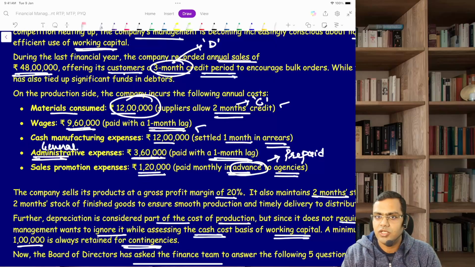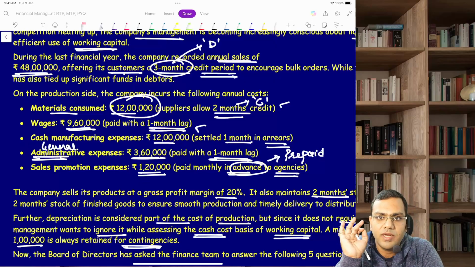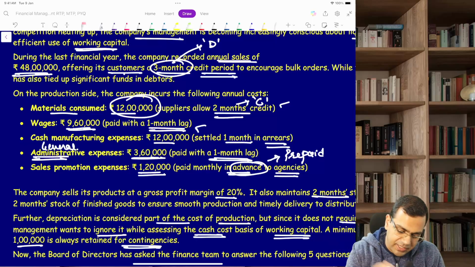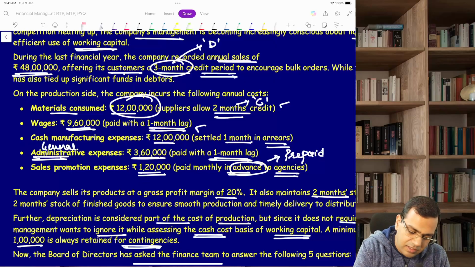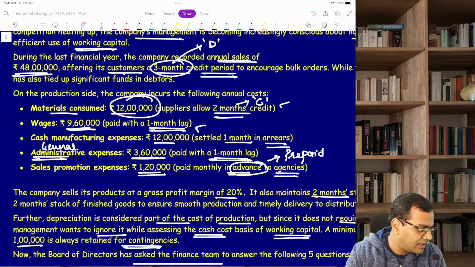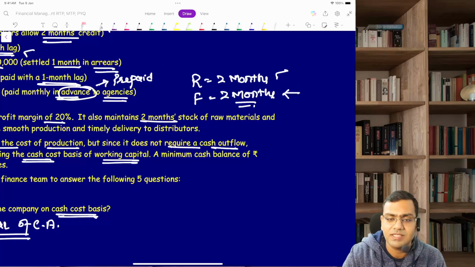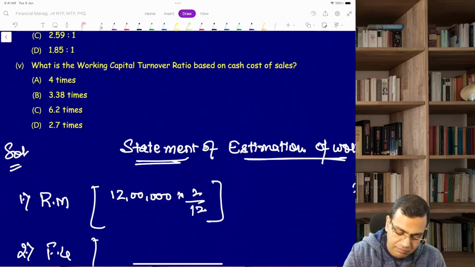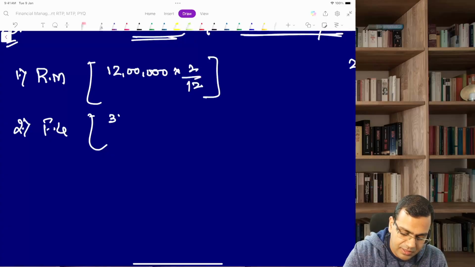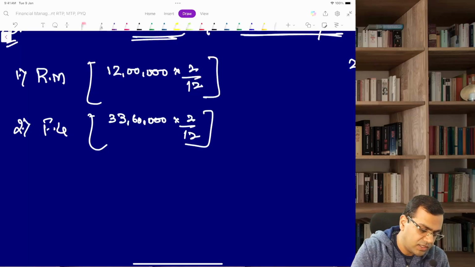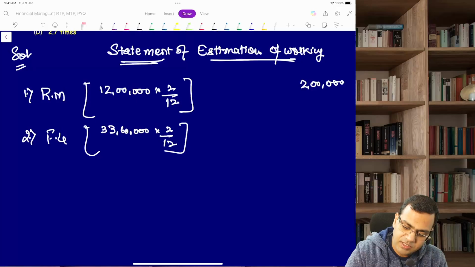So for the calculation of FG, we are going to take the material cost, the wages, and the cash manufacturing expenses. So total will be 12 lakh plus 9,60,000 plus 12 lakh. That comes to 33,60,000 that we are going to take. And what is the value of F? F value is given as 2 months. That is the finished goods holding period, right? So we'll take here 33,60,000 multiplied by 2 by 12, right? So this value will come to 5,60,000, sir.